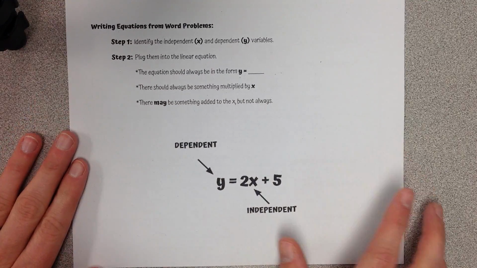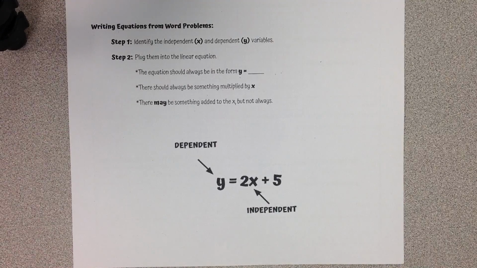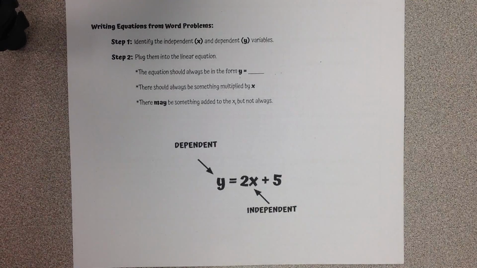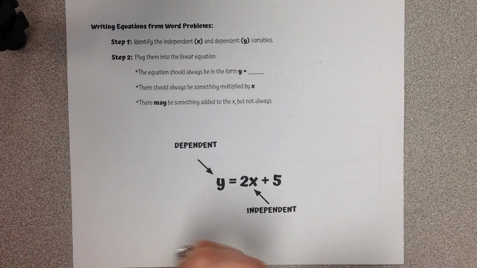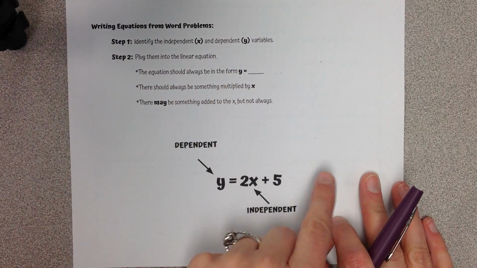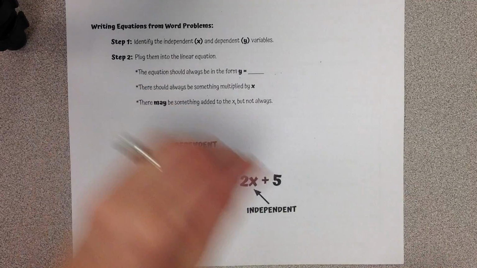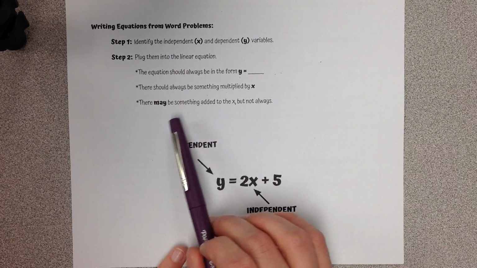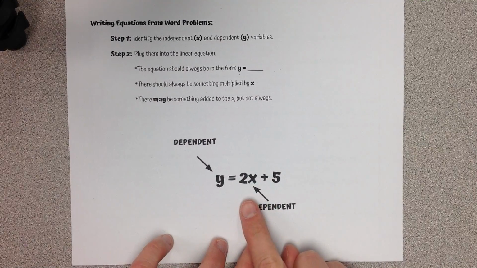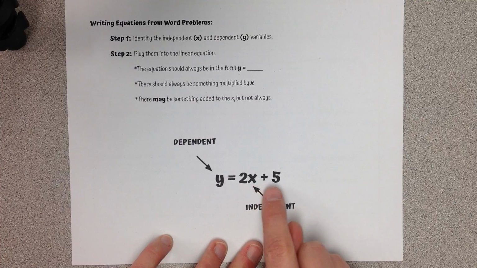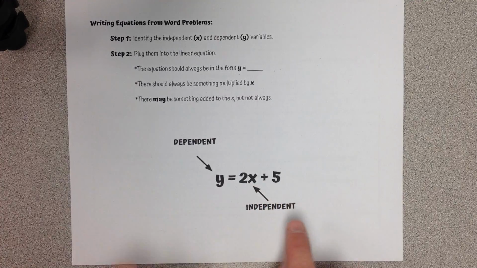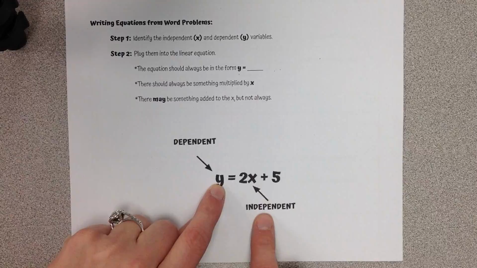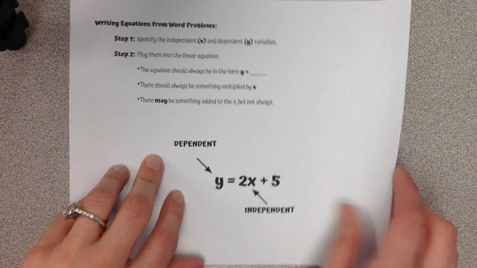So when we are writing equations from word problems, step one is we need to identify the independent and dependent variables, then put them into the linear equation. So our equation should always be in the form y equals something. There should always be something multiplied by x, and there may be something added. So like here, we have something multiplied by x. Sometimes there's something added, sometimes there's not. The dependent variable is our y, independent is our x. So let's first just look at writing equations before we get into the word problems.